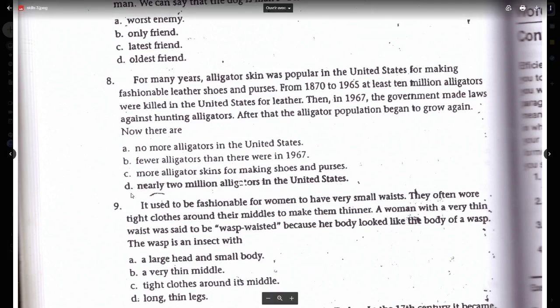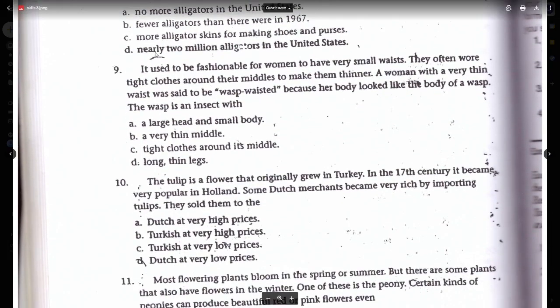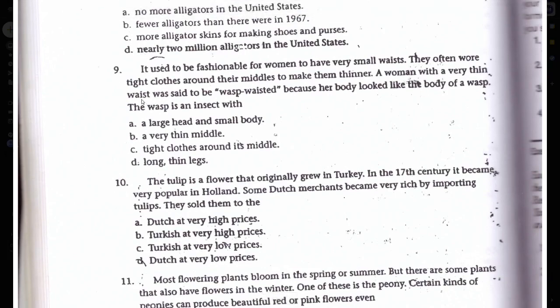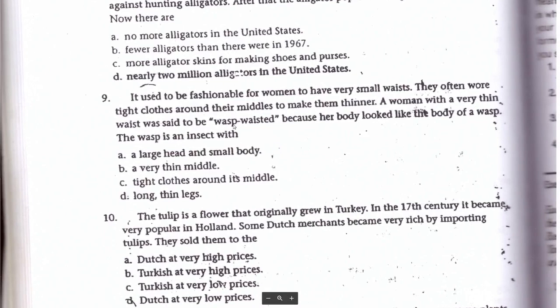Yeah. Very good. Good. Next. Number 9. It used to be fashionable for women to have very small waists. They often wore tight clothes around their middles to make them thinner.